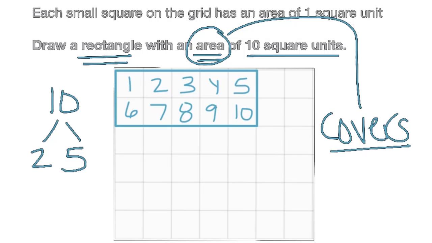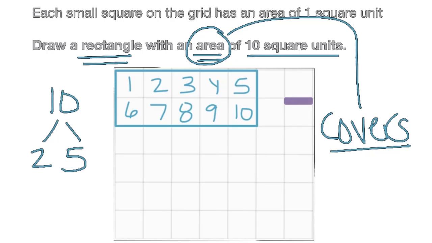And we could have drawn this rectangle anywhere on the grid. It doesn't matter, we could have drawn it down here with 2 rows of 5, or right here with 2 rows of 5. Any rectangle covering 2 rows of 5 has an area of 10 unit squares. Similarly, any rectangle covering 5 rows of 2, let's look and see if we can try to show that.